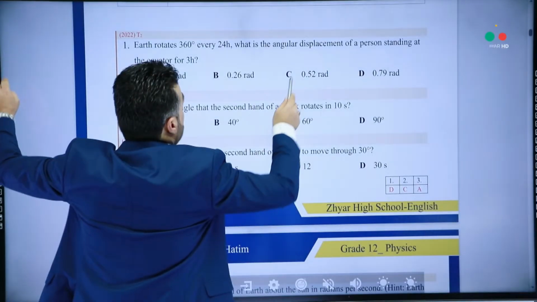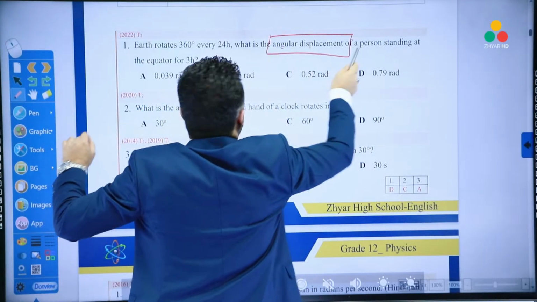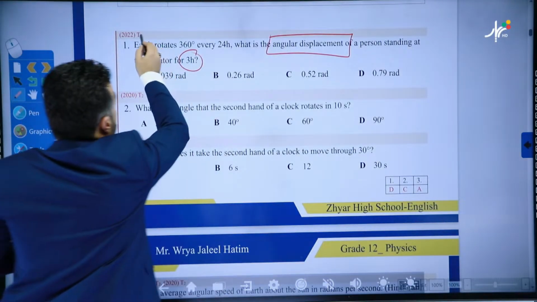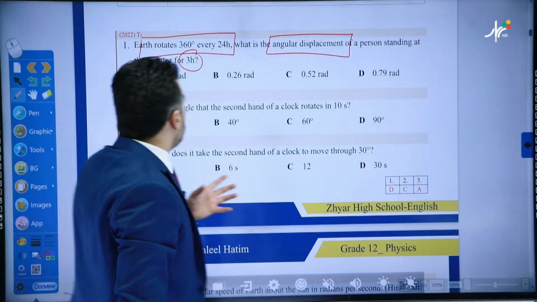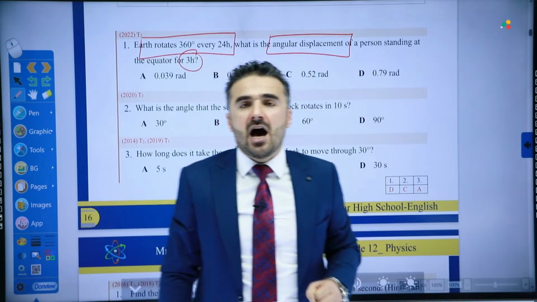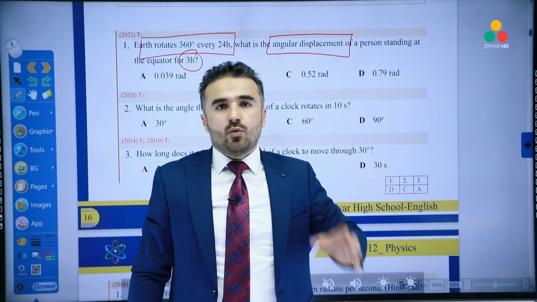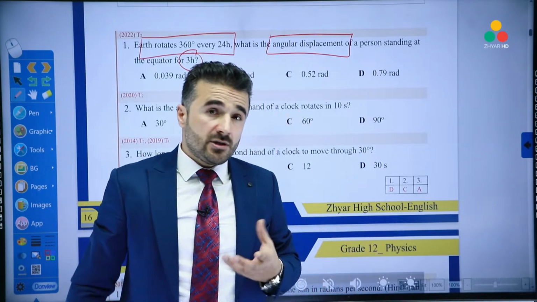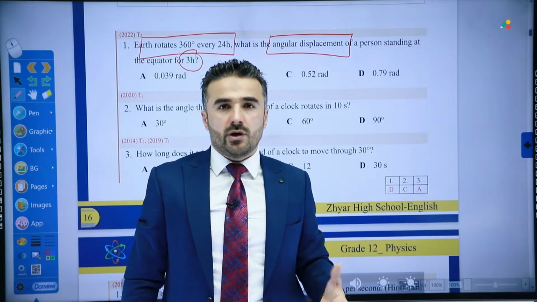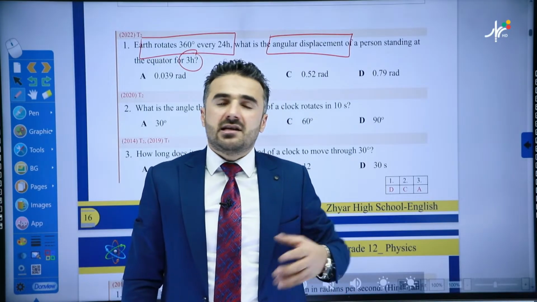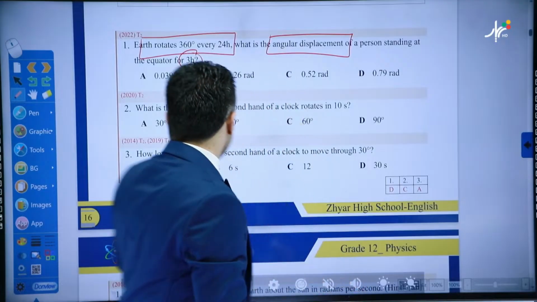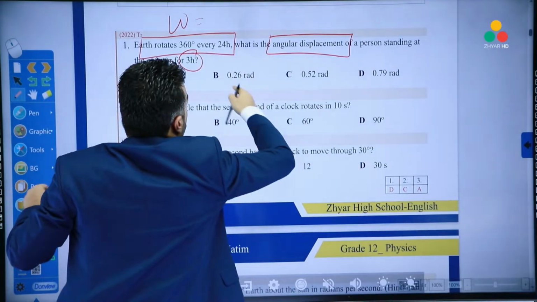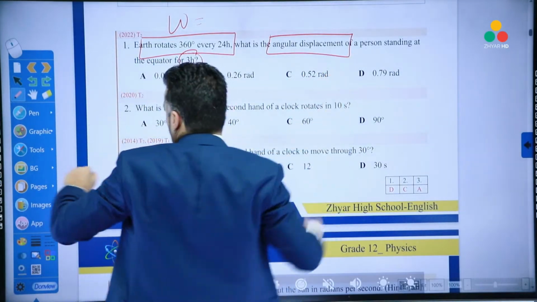So find the angular displacement of a person. So delta time is given, which is 3 hours. But remember this, it says Earth rotates 360 degrees every 24 hours. Isn't that one rotation in 24 hours? Okay, so 360 degrees is equal to 1 revolution. Or in another way, isn't that equal to 2 pi radian? Yes. So now this basically is given to find angular speed. And then once you find angular speed, of course, you have time, you can find delta theta.